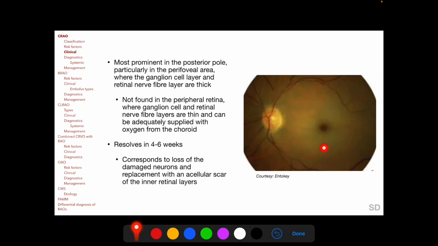But this retinal whitening is much less prominent or is absent in the peripheral retina, and this is said to be because the ganglion cell and the retinal nerve fiber layers in the peripheral retina are thin, and even though the blood supply to these layers in the peripheral retina is interrupted in CRAO, the thin retina in these peripheral areas can be adequately supplied with oxygen diffusing from the choroid. The retinal whitening or opacification of CRAO resolves in 4 to 6 weeks, and this corresponds to loss of the damaged neurons and replacement with an acellular scar of the inner retinal layers.